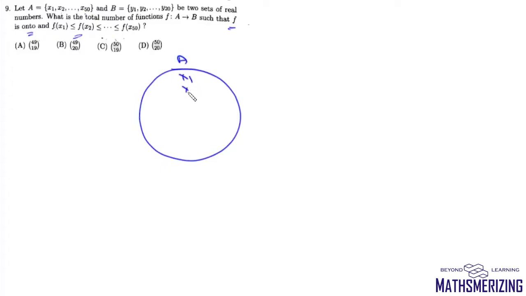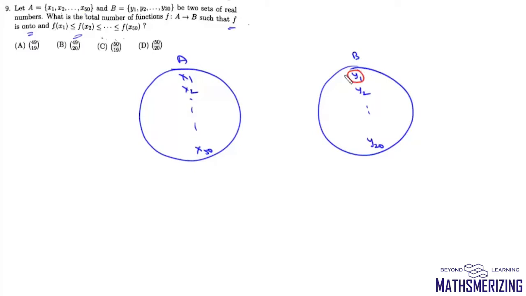There are x1, x2 up to x50 in set A, and there are 20 elements in set B, which are y1, y2 up to y20. Now if we consider this y1 in B, then it will have a pre-image in A. Let n1 represent the number of elements in set A whose image is y1. So for y1 there will be n1 elements, then for y2 there will be n2 elements, for y3 there will be n3 elements, n4, and it'll go all the way up to n20, and this way all these 50 elements should be mapped.